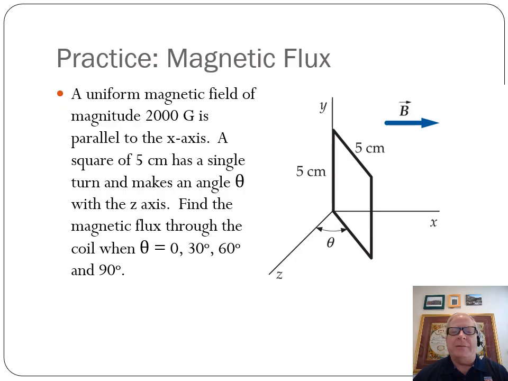And then times the cosine of 0, because your field is going straight through your loop there, and the cosine of 0 is 1. Let's go ahead and figure it out for that. Finish the calculation, then figure it out for 30, 60, and 90 degrees.